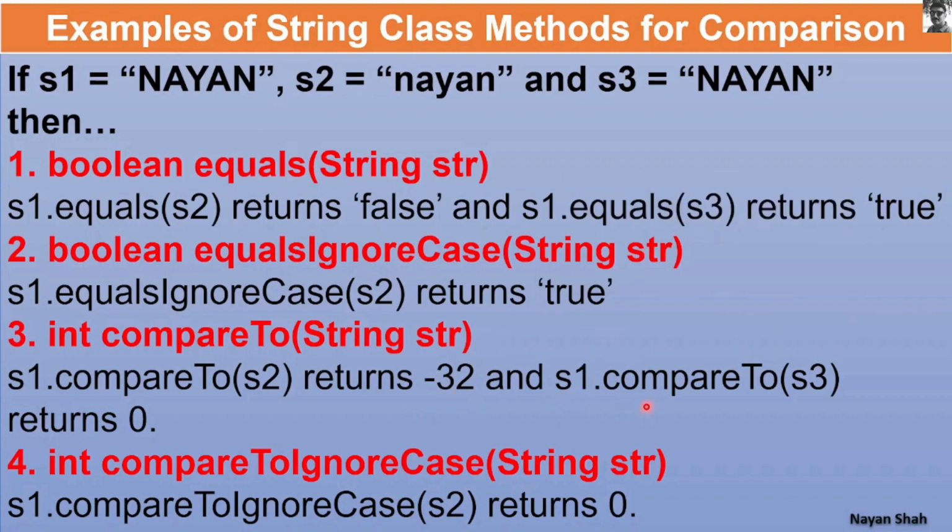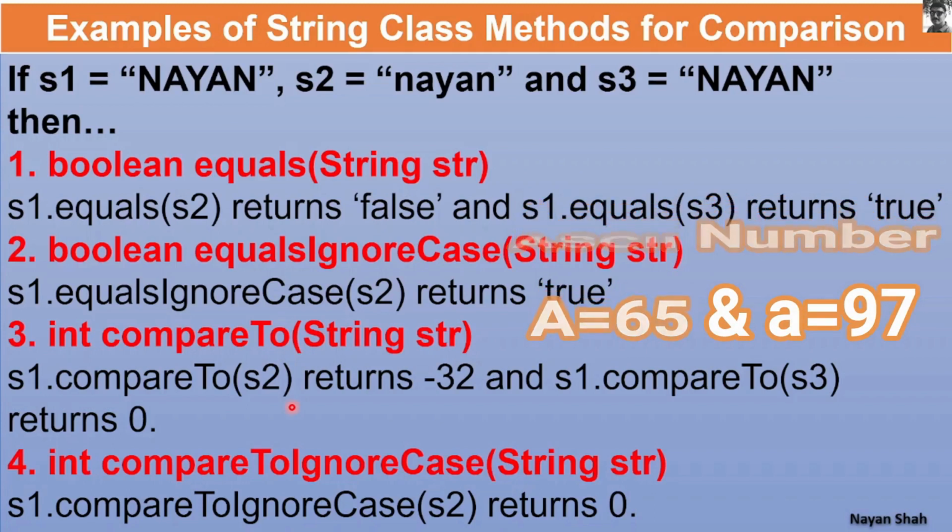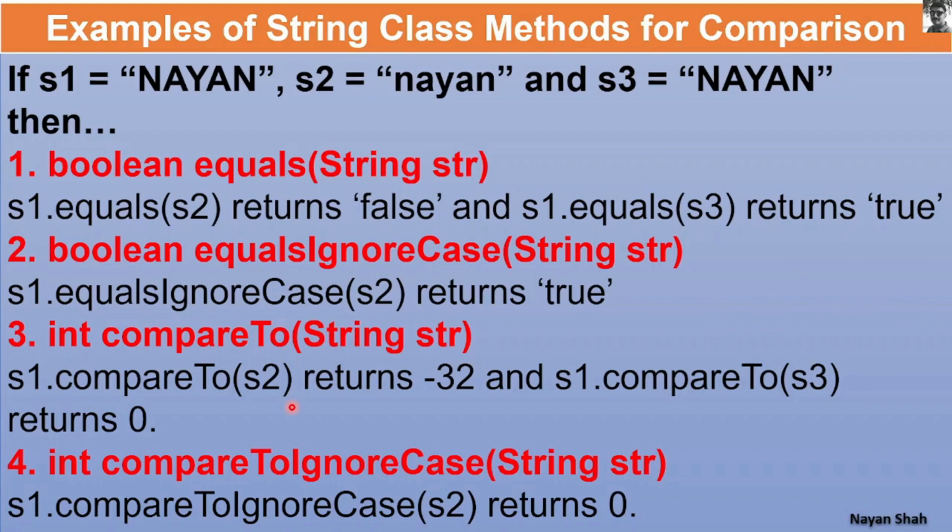But if I say S1.compareTo(S3), it will return 0, because both the strings are the same. One more thing: if you flip the strings and write S2.compareTo(S1) rather than S1.compareTo(S2), you will get the answer plus 32. Remember one important point: the number for capital A is 65 and the number for small a is 97. So the difference between the same capital and small letter is 32.